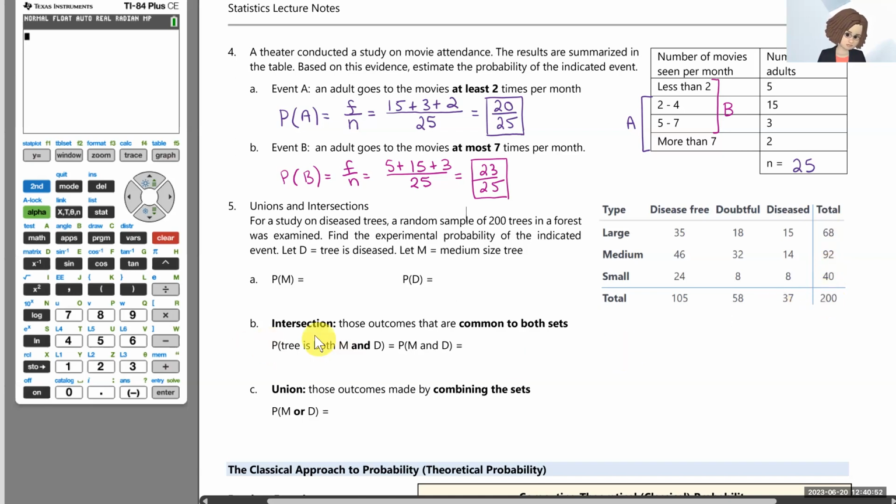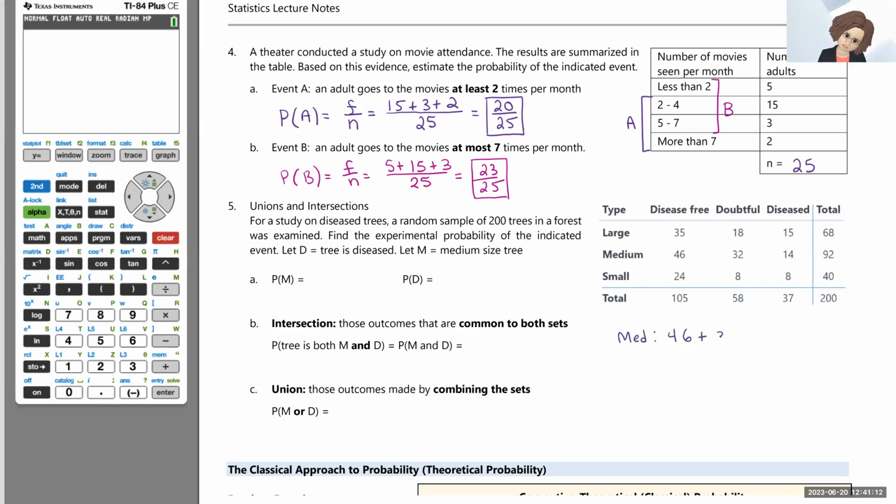All right, so we want to estimate the probability that a tree in this forest is medium. So the total medium, 46 plus 32 plus 14, they did for us and got 52. I'm still going to just go ahead and make a note of that though. So for medium, if we take 46 trees plus 32 trees plus 14 trees, that's where they got the 92 trees. So 92 out of those 200 trees are medium. All right, so that's our experimental probability.